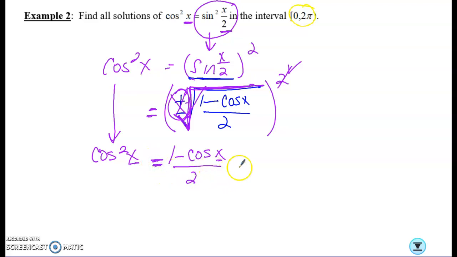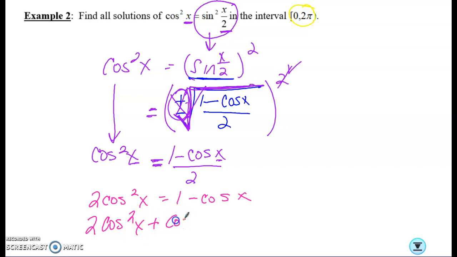We have to get rid of the fraction over here. So we are going to multiply both sides by 2, or cross multiply, whichever way you want to think about it. So now this is 2 cosine squared x equals 1 minus the cosine of x, and it's quadratic. We're going to get everything on one side. This is 2 cosine squared x plus the cosine of x minus 1 equals 0. And since this is a quadratic, we're going to factor it with a little AC plus B.